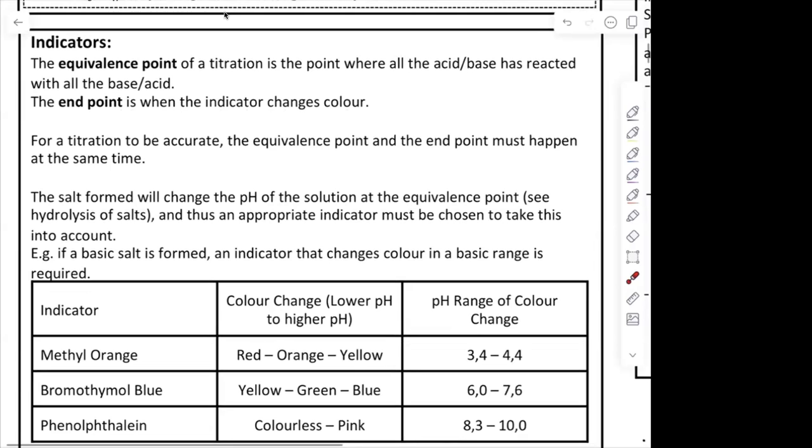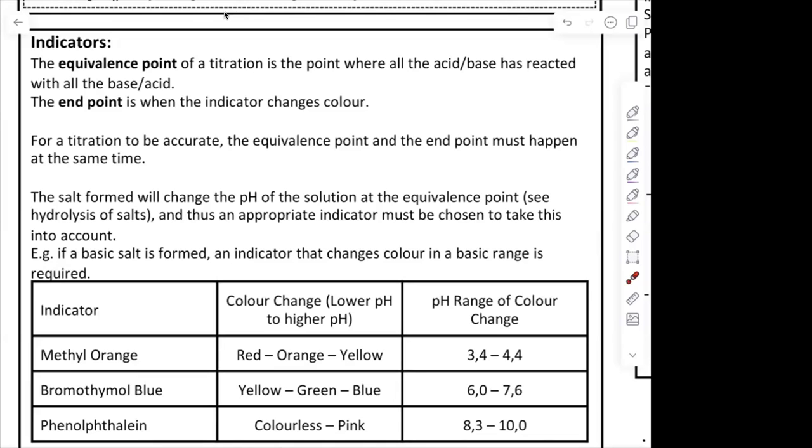Sweet. So again, indicators. The equivalence point of a titration is the point where all the acid or base has reacted with all the base or acid. So when all my acid has reacted with all my base, that is what we call the equivalence point of a titration. But the end point of a titration is when the indicator changes color. Depending on which indicator you've got, it will change color from one to the other. And we're going to have a look at some of the indicators we can use.